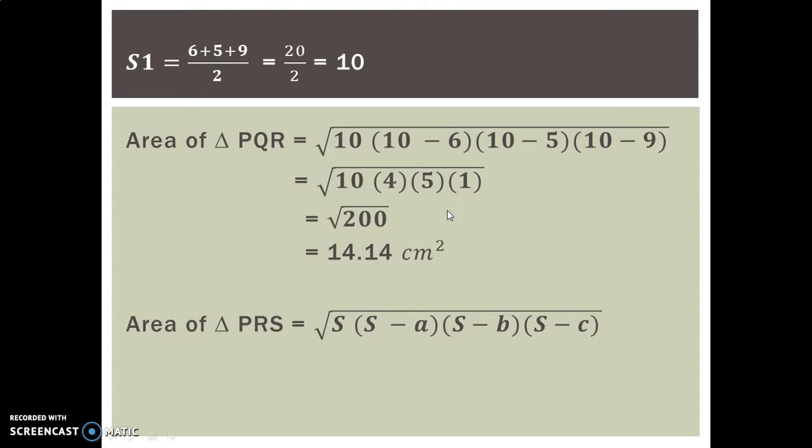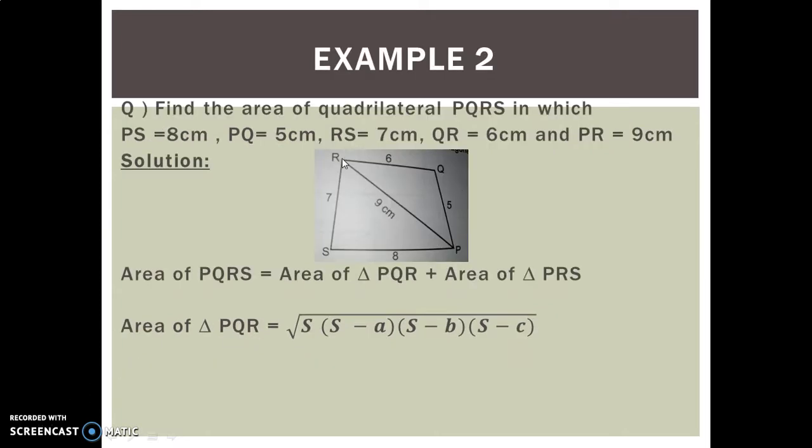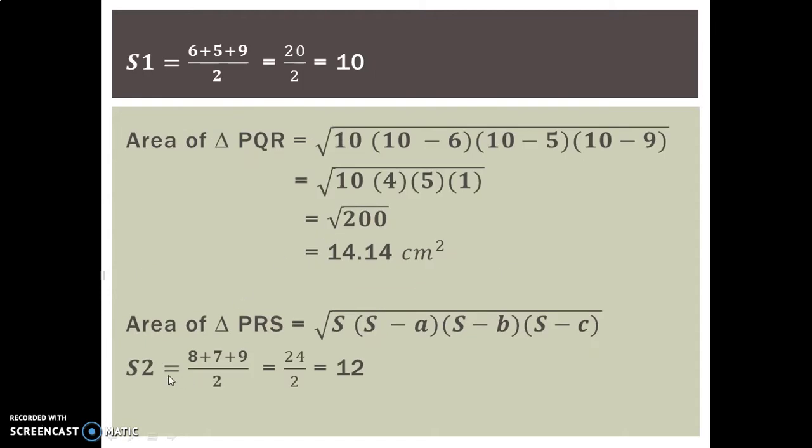Now we'll find the area of triangle PRS. Yes, the same formula, and again you'll find the semi-perimeter for it. So we will name it as S2. So this is the triangle PRS. If you look at the sides of PRS, it's 9 centimeter, 7 centimeter and 8 centimeter. So the 3 sides of PRS are 9 centimeter, 7 centimeter and 8 centimeter. We'll put these values in the formula to find semi-perimeter S2 first. We will get 8 plus 7 plus 9, which is 24 upon 2, which is finally 12.